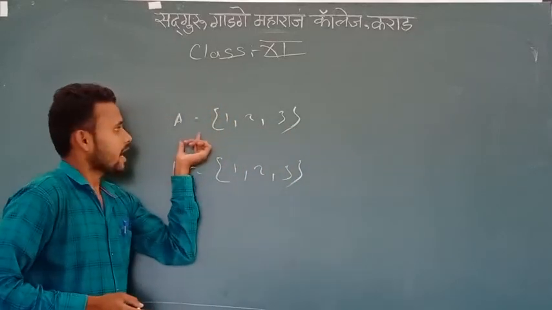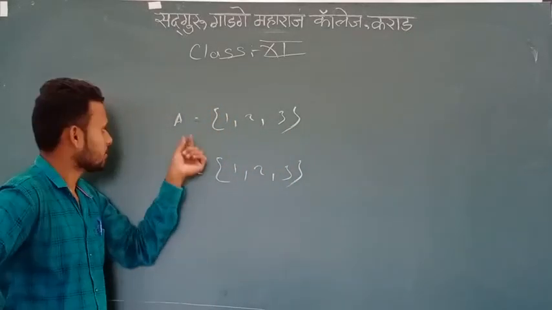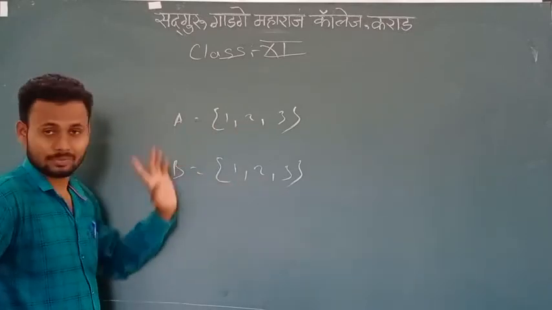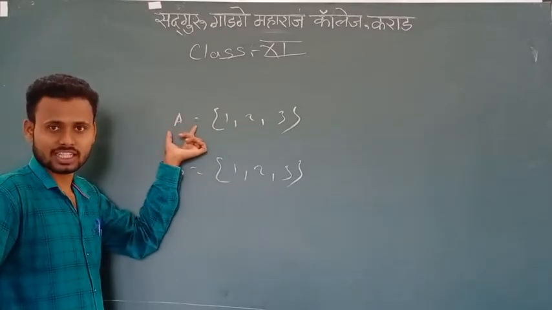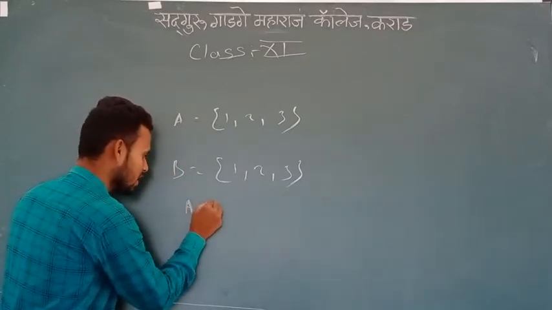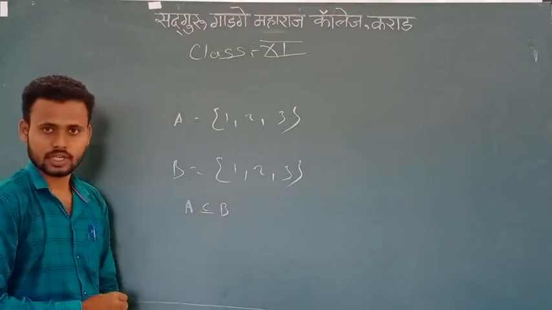Subset and proper subset. A equals {1, 2, 3}, B equals {1, 2, 3}. Subset definition: every element of a set A is also an element of a set B. Then we say that A is a subset of B. Here A is a subset of B.